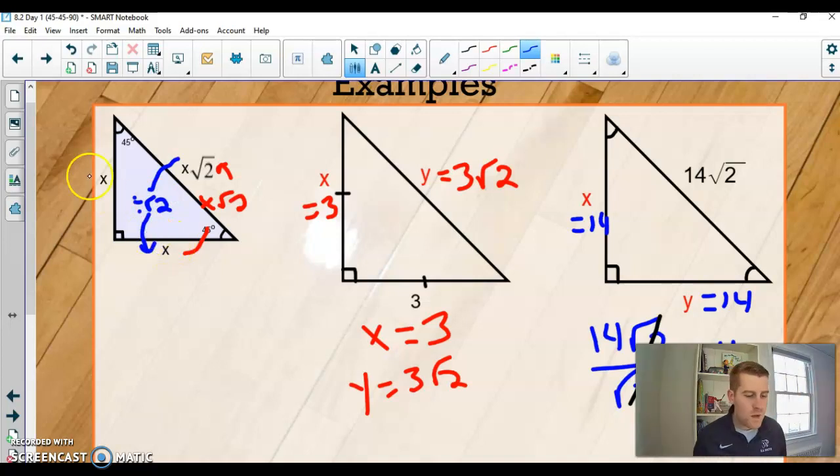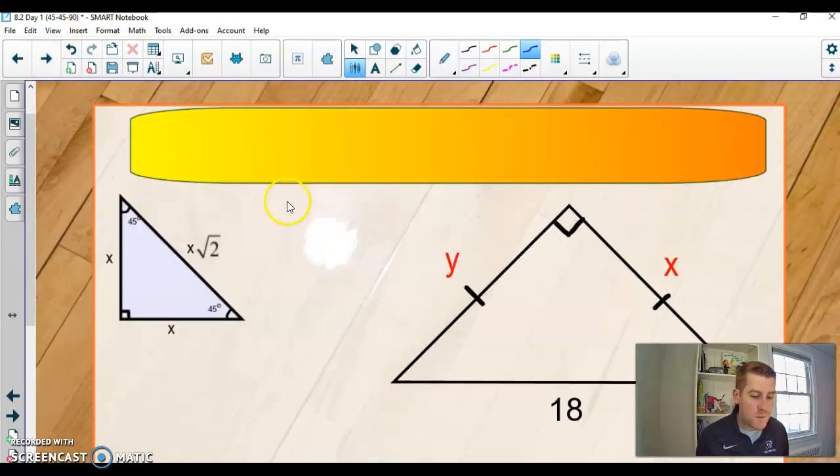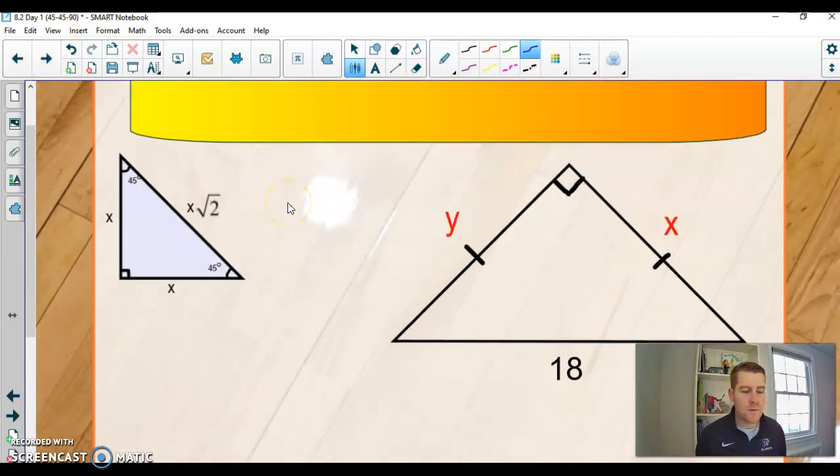Okay? So I'm going to show another example to you guys. Let's look at this one. Now this one's a little bit different. So let's think through this one. First of all, it is a 45, 45, 90 special right triangle because since the legs are congruent, right, we know the opposite angles also have to be congruent.